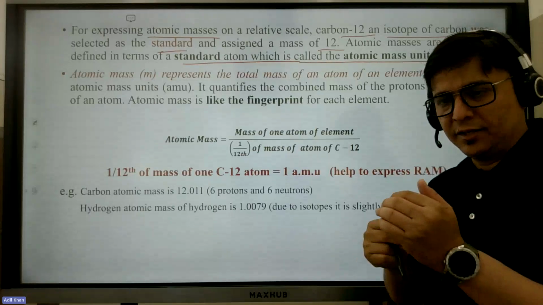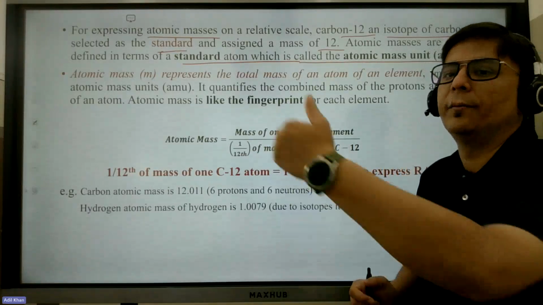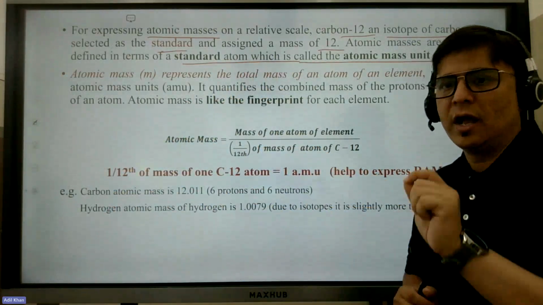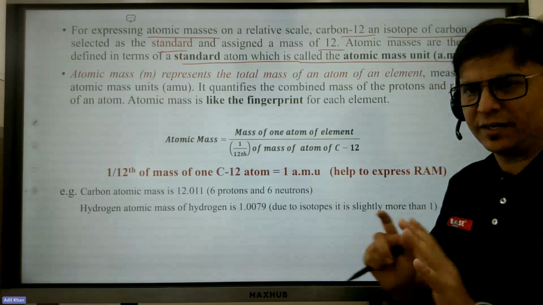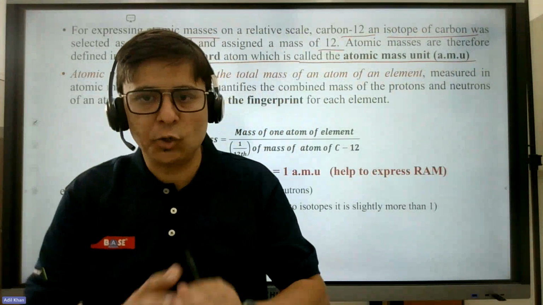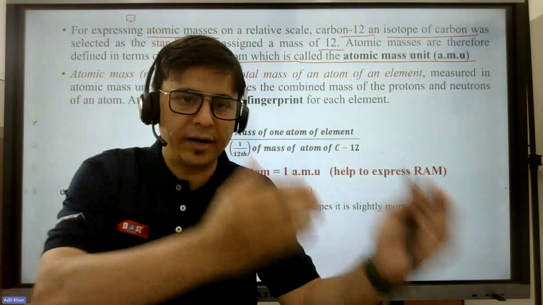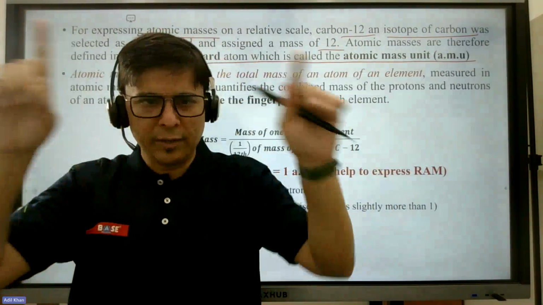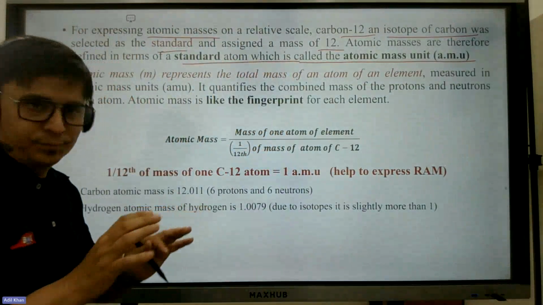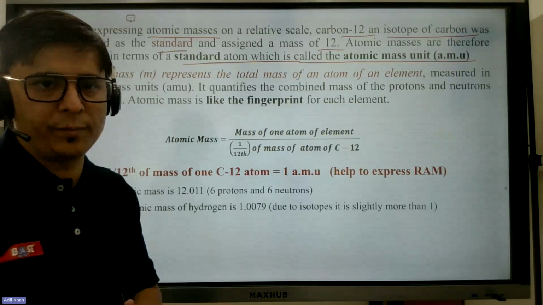Okay, so when I use the standard carbon 12 to find out the mass of another element, I can represent them as AMU, atomic mass unit. That part is simple. In other simple terms, atomic mass is the total mass of the element, elements like hydrogen, oxygen, carbon, nitrogen, sodium, etc. So the total mass of the element, which is made up of protons and neutrons, the sum of proton and neutron, will give rise to atomic mass.